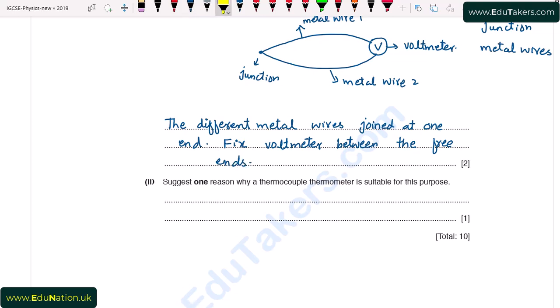Part 2. Suggest one reason why a thermocouple thermometer is suitable for this purpose. Because the thermocouple thermometer has small heat capacity and second it has quick response. So I write here: because of its quick response, and second one is that it has small heat capacity.